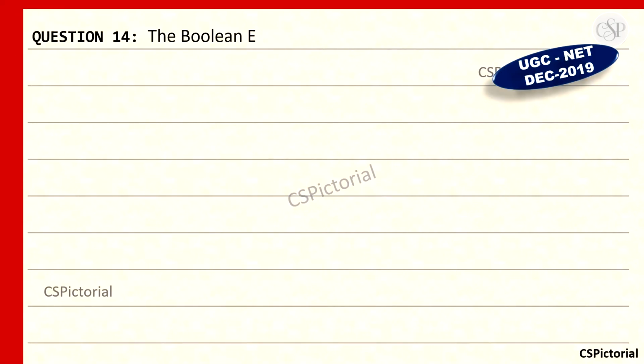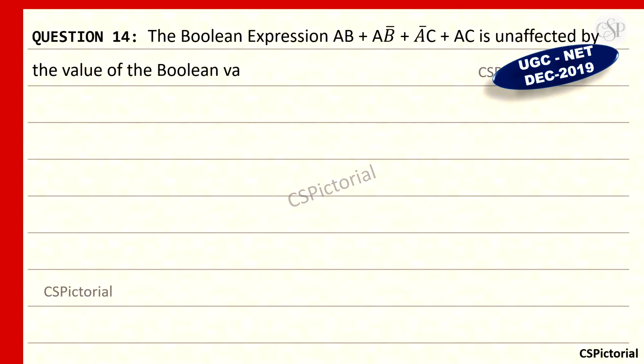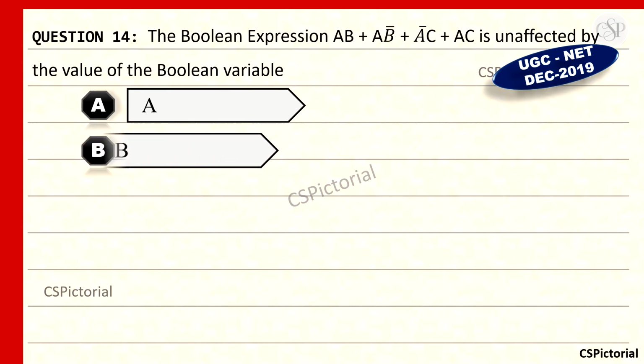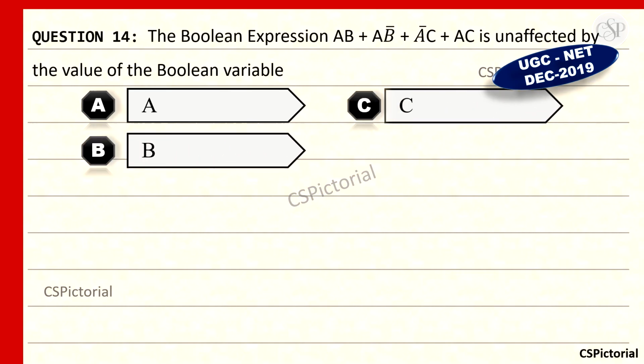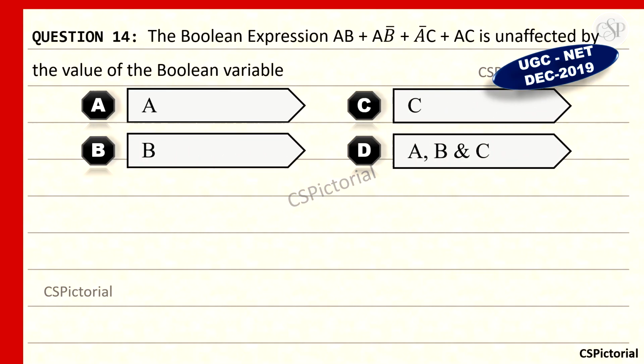The Boolean expression AB plus AB bar plus A bar C plus AC is unaffected by the value of the Boolean variable. The answer is option B, B.